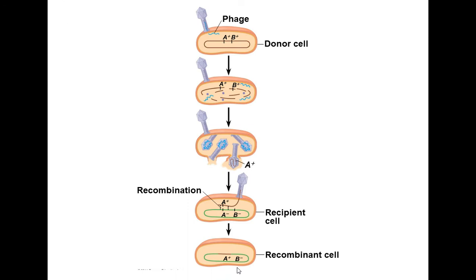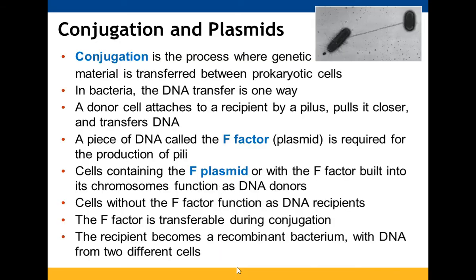Okay, and there's just an example. If you look a little closer, you can see how the donor cell started as A plus B plus, and then it ended up as A plus B minus by taking in that DNA and recombining it as part of its genome. Conjugation is when we're having a transfer of material.